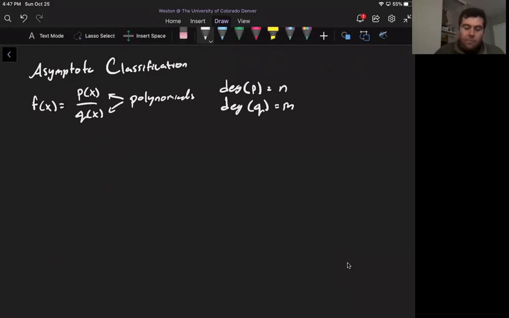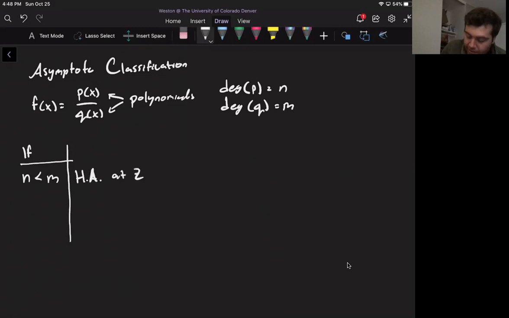Okay, so what we're going to do is just sketch a little table. So if the degree on top, so the degree of p, is strictly less than the degree on the bottom, then we get a horizontal asymptote at 0. The idea for this is that the bottom is growing so much faster than the top that the function just gets sent down to 0.